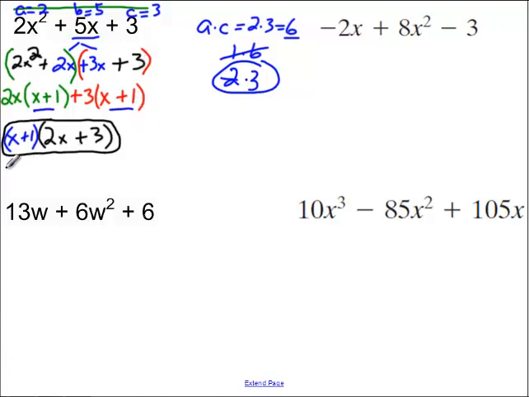Now we really should do our double check and FOIL this out to see if it works. First terms, x times 2x is 2x squared. Outside term, x times 3 is plus 3x. Inside term, plus 1 times 2x is plus 2x. Last term, 1 times 3 is plus 3. Then combine these terms to get 2x squared plus 5x plus 3. Is that the same as what we started with? 2x squared plus 5x plus 3? It is. So we've done our FOIL to double check our work, and there's our correct factorization.